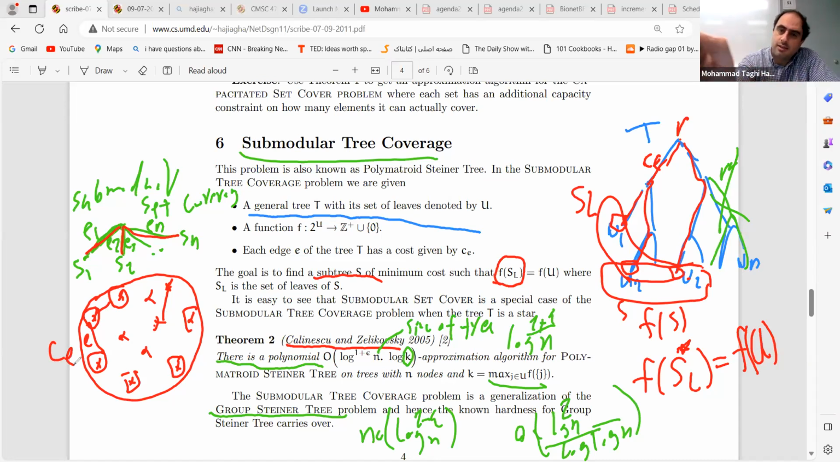You want to buy a set of edges in this graph with minimum total cost, such that all these terminals that I have drawn as squares are connected. Again, terminals are a subset. The rest of the vertices are called Steiner. Each edge has a cost, and you want to buy a set of edges such that you connect all the terminals. This is called Steiner tree.